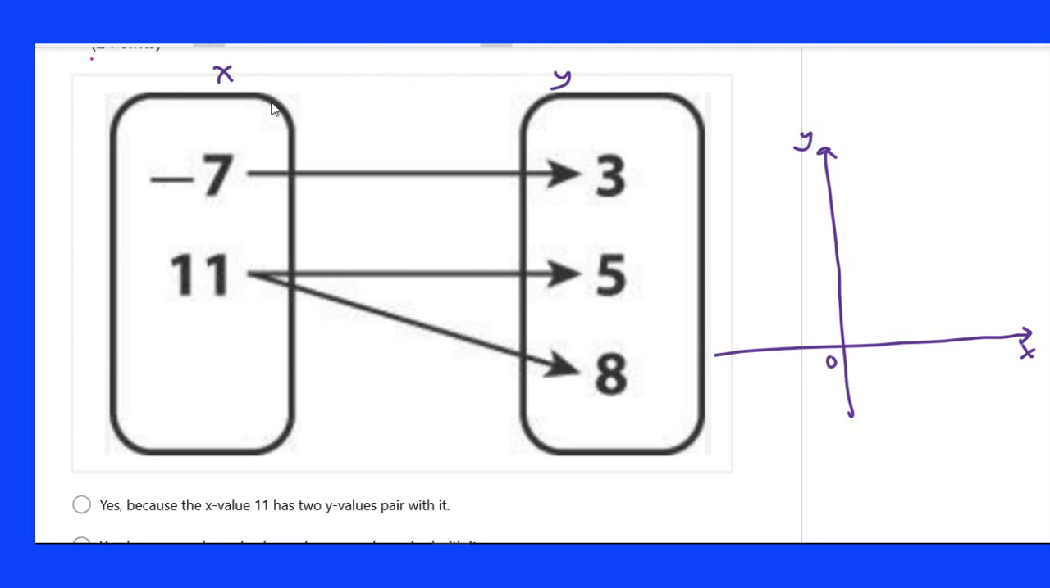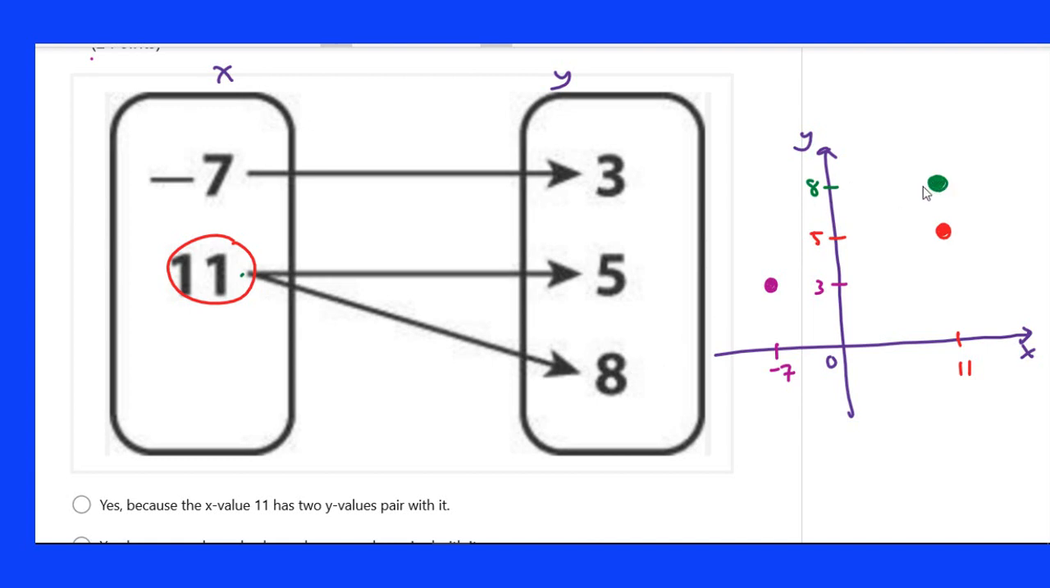Domain, range. Let's say this is negative 7, which maps to 3. Then 11 maps to 5. And also at the same time, 11 maps to 8.